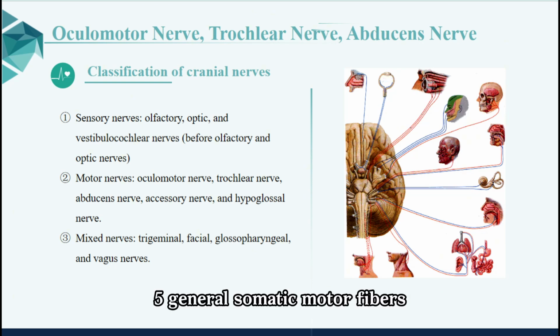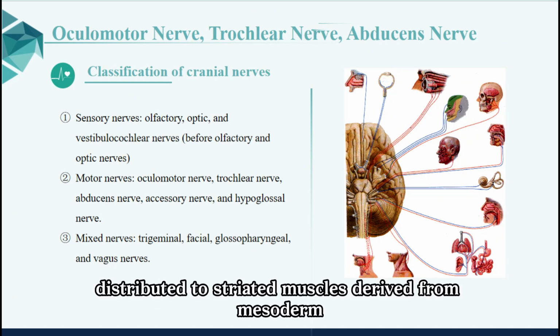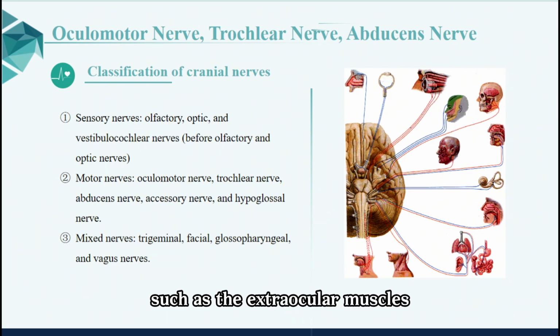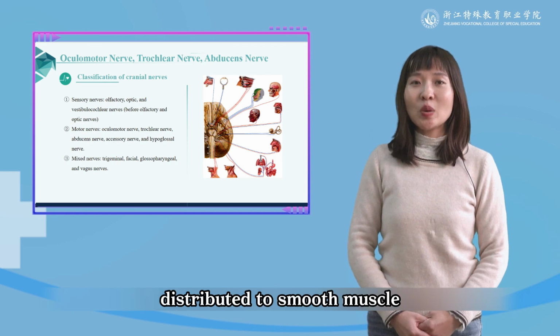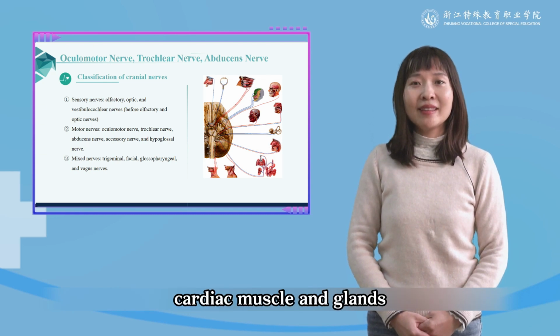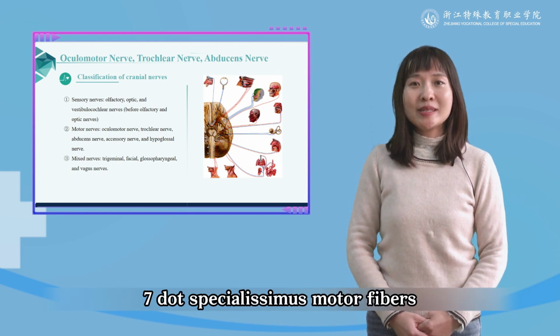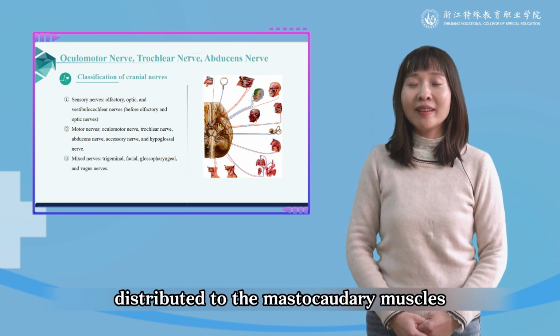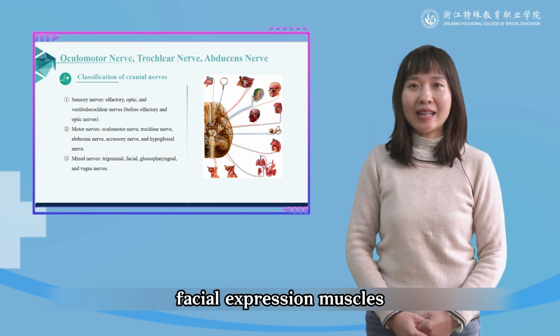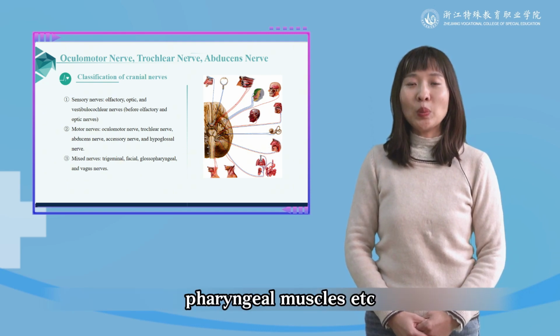5. General somatic motor fibers, distributed to striated muscles derived from mesoderm, such as the extraocular muscles and the muscles of the tongue. 6. General visceral motor fibers, distributed to smooth muscle, cardiac muscle, and glands. 7. Special visceral motor fibers, distributed to the masticatory muscles, facial expression muscles, pharyngeal muscles, etc.